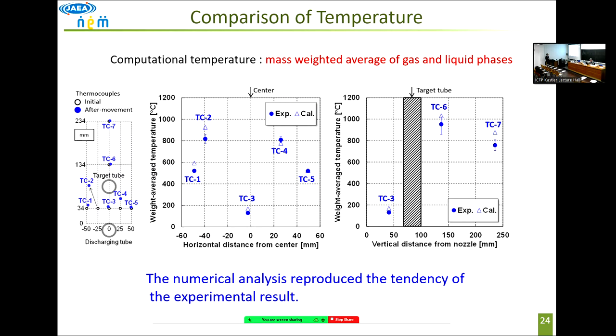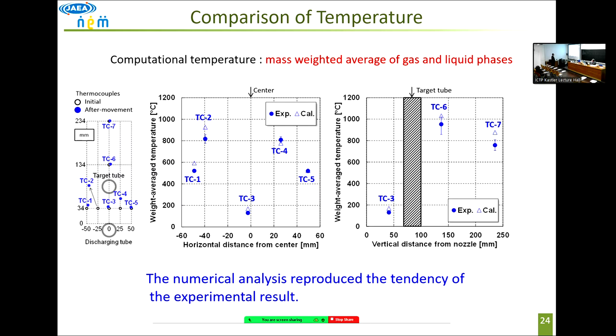And unfortunately, as I mentioned, this is a very complex mixed phase. And we do not exactly know which temperature the thermocouple measures, because sometimes it's a gas temperature, and sometimes it's a liquid temperature. If some liquid remained here, we do not know what kind of temperature. So for comparison, we apply the mass-weighted average of gas and liquid phase to compare with the experimental one. And you will see there are many thermocouples, and in almost all regions, we obtain a good agreement between experiment and computational result. In that sense, we can say that, okay, we made a good validation in the case of the one target tube.